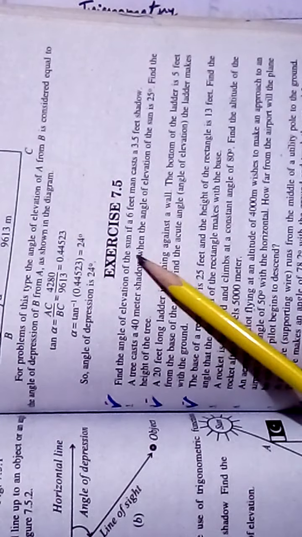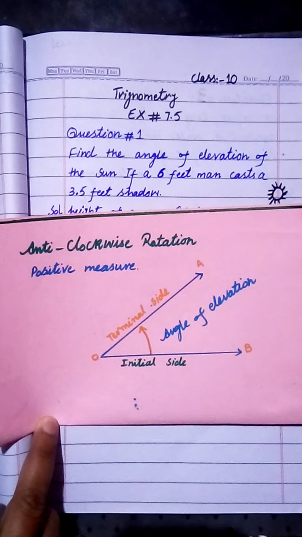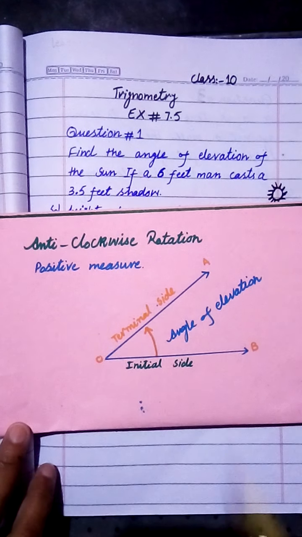Let's see exercise 7.5, question number 1. Find the angle of elevation of the sun if a 6 feet man casts a 3.5 shadow. Before starting this exercise, we will discuss its important concept.